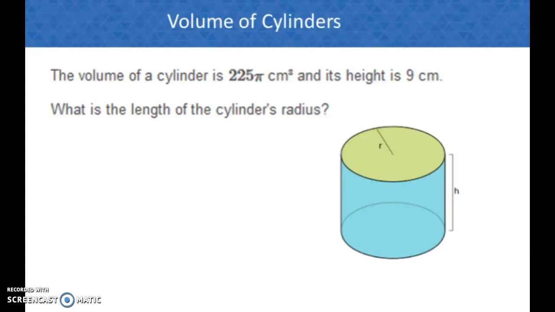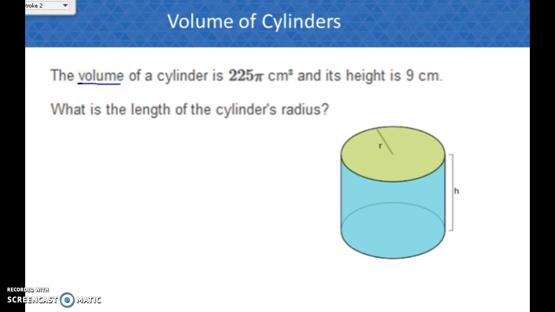This question says the volume of a cylinder is 225 pi centimeters cubed and its height is 9 centimeters. What is the length of the cylinder's radius? Okay, so we're dealing with volume. That means that we need to find the volume formula.